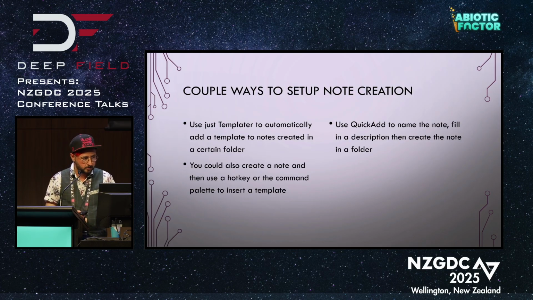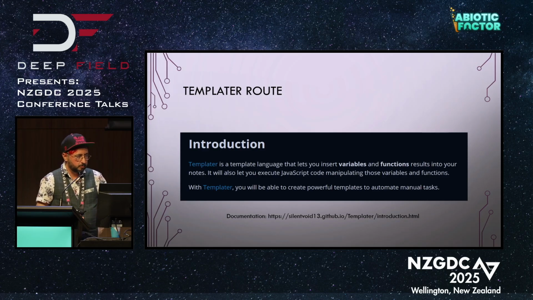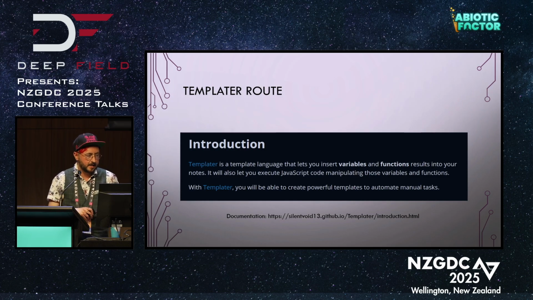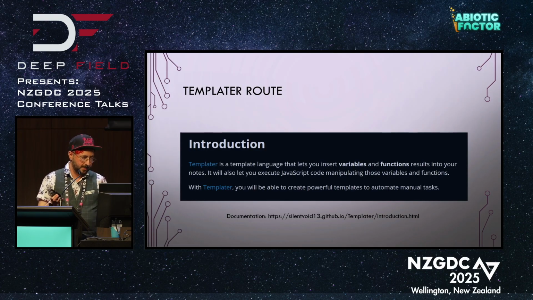So the Templater route, I've mentioned it a couple of times now, but basically it's just a template language that allows you to insert variables and function results into your notes. And you can also, if you so wish, let it execute JavaScript code to manipulate those variables and functions. Depends how technical you want to dive into it.